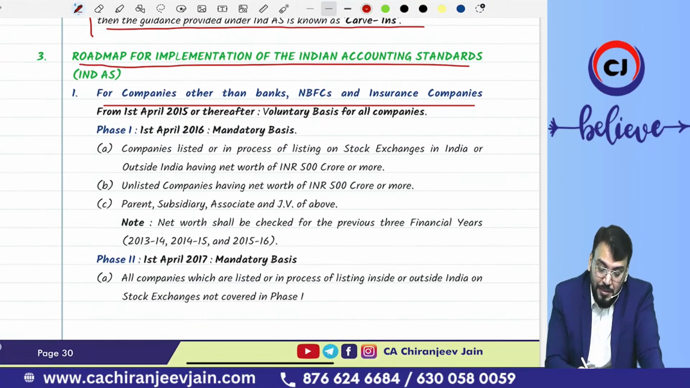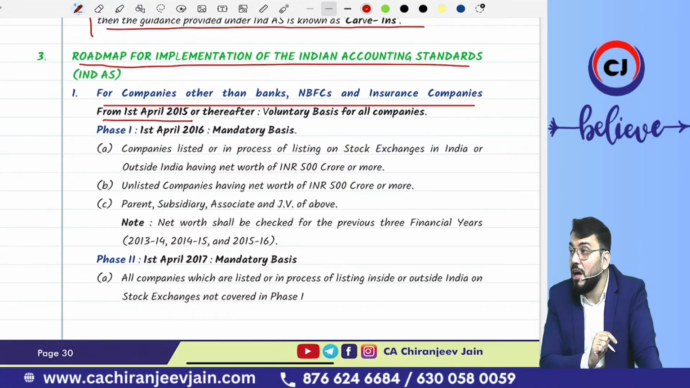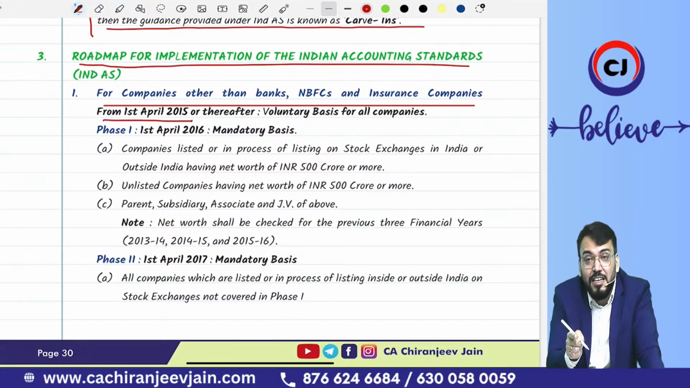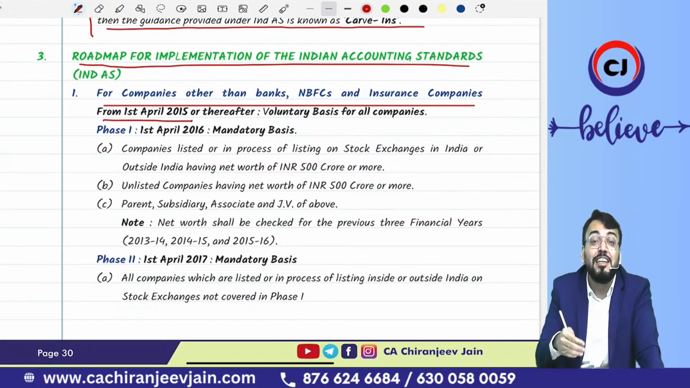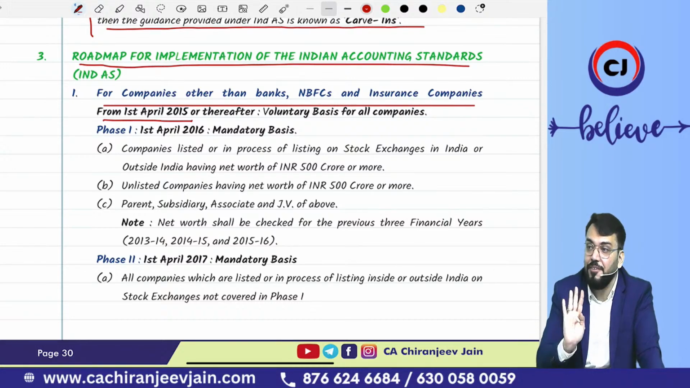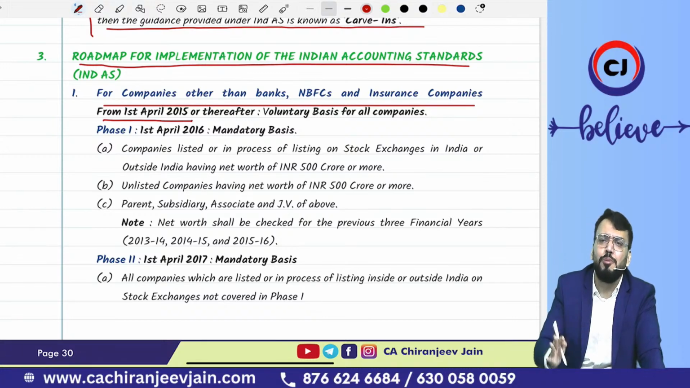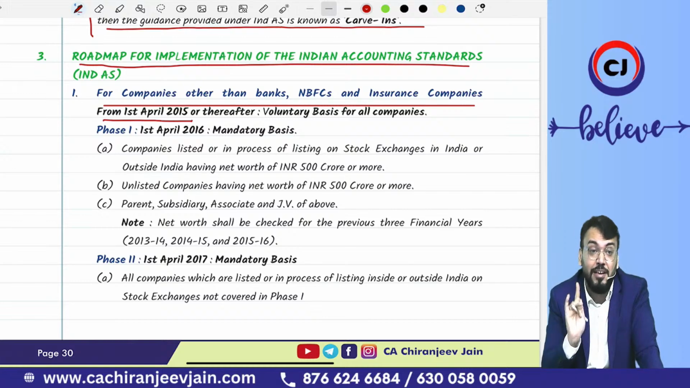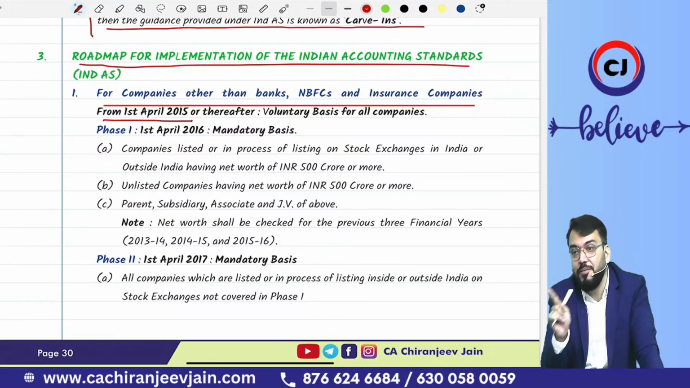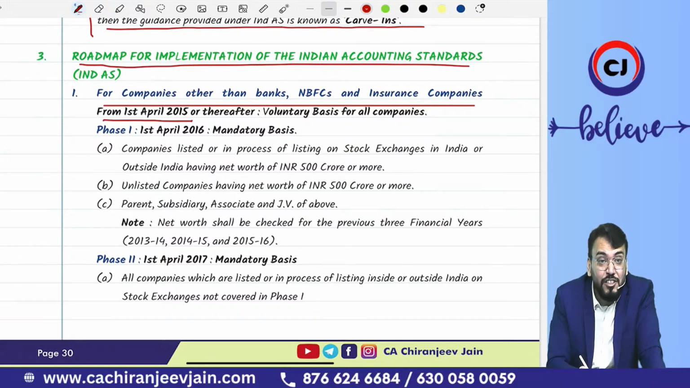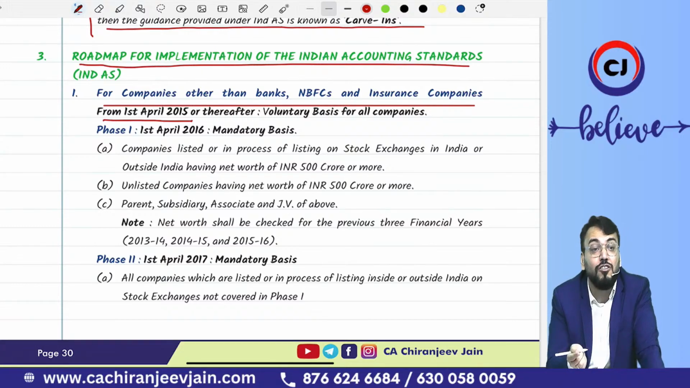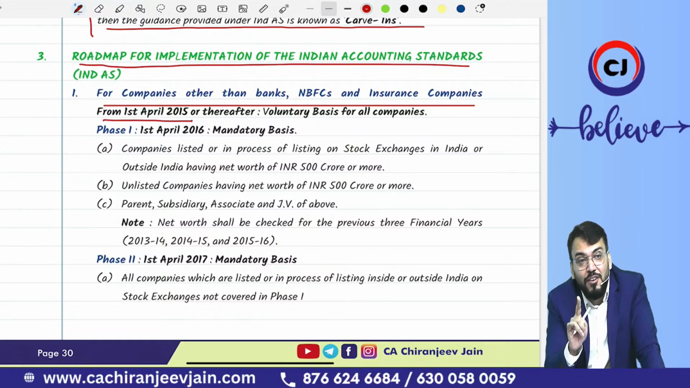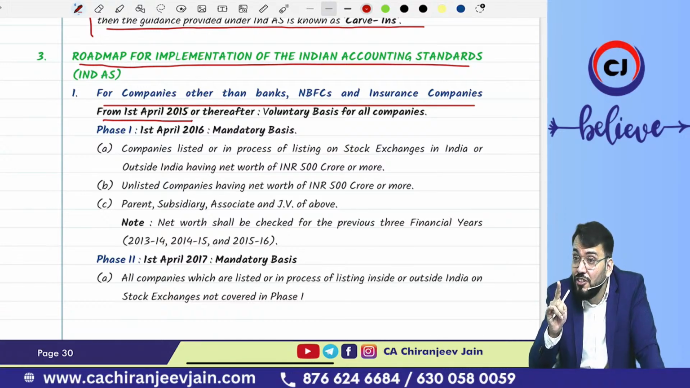So for them, from 1st April 2015, because the rules were introduced in which year? 2015. From 1st April 2015, it was applicable on voluntary basis. Means any company, whether small or big, can adopt Ind AS, but in a voluntary way. But once adopted, it cannot be reversed. If you have adopted Ind AS from 1st April 2015, now it cannot be reversed. So first, it was applicable from which year? 1st April 2015. In which way? Voluntary way.